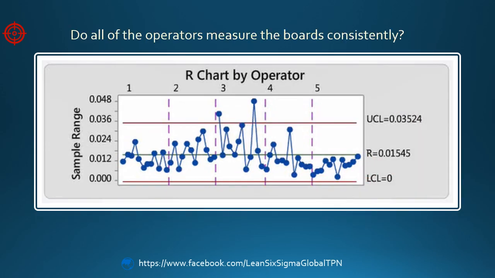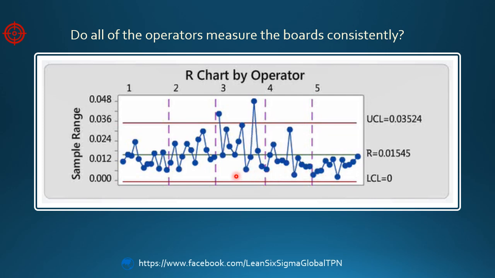We can use the R chart to detect variation in the operators' measurements. So if any points fall outside the control limits, then that operator has difficulty consistently measuring the same circuit board. So do all of the operators measure the boards consistently? Let's take a close look at the measurements for operators 3 and 5. And the answer is no.